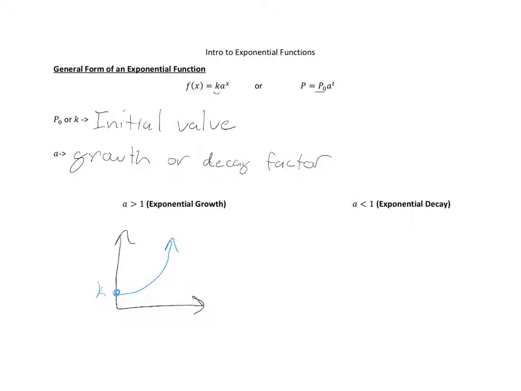If a is less than 1, then what will happen is we'll actually get a function that models exponential decay. And it'll take on a shape more in this manner. And again, k is the initial value, which is essentially the same thing as saying the y-intercept. So we want to keep that in mind. Or we could call that the vertical intercept.